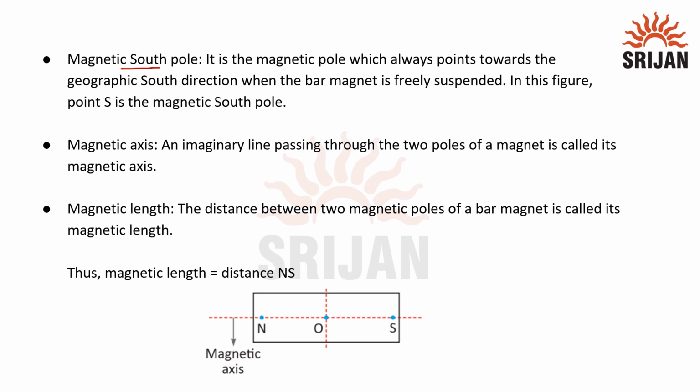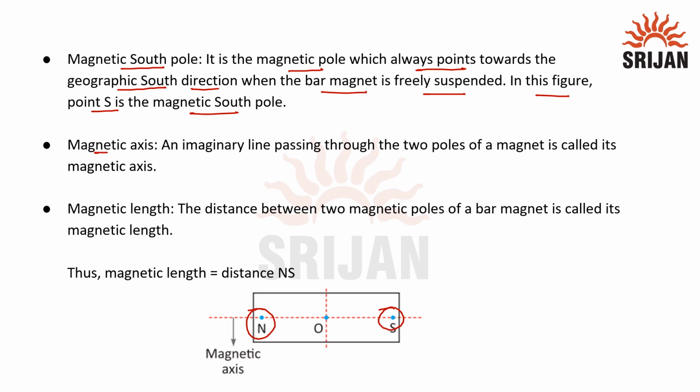So the magnetic south pole is a magnetic pole which always points towards the geographic south direction when a bar magnet is freely suspended. In this figure, point S is the magnetic south pole. This is the south pole, whereas this is the north pole.